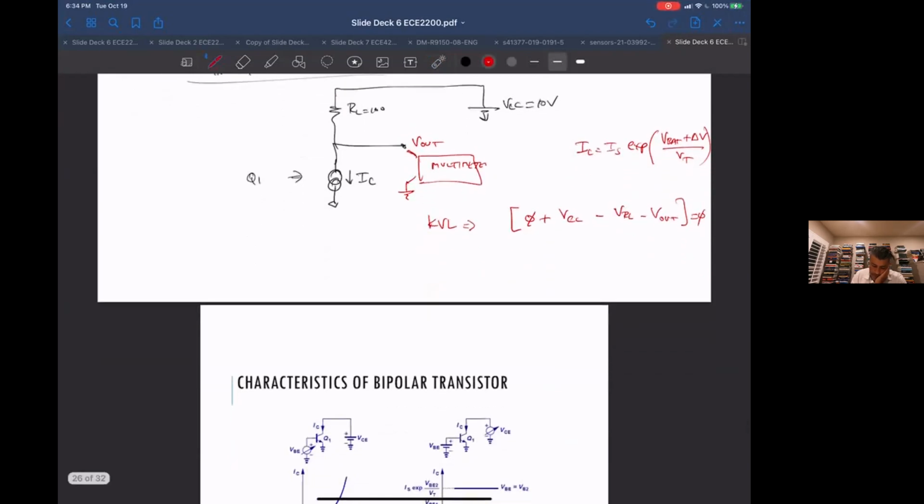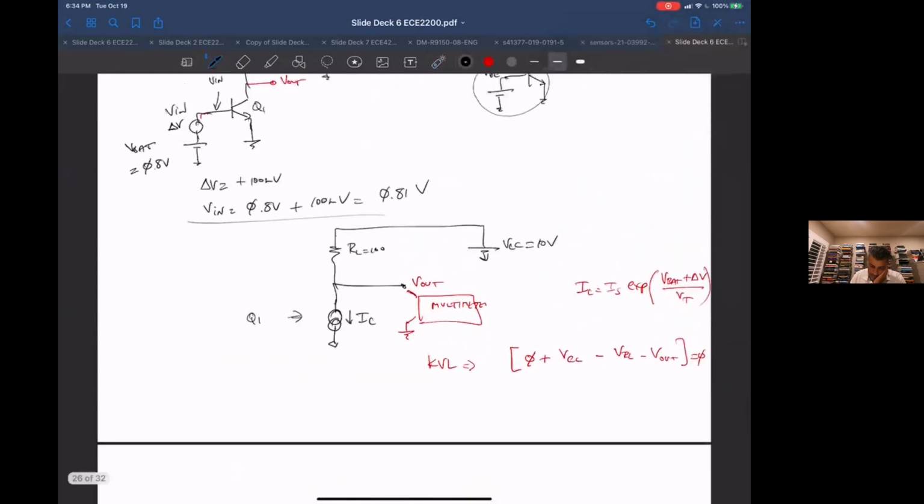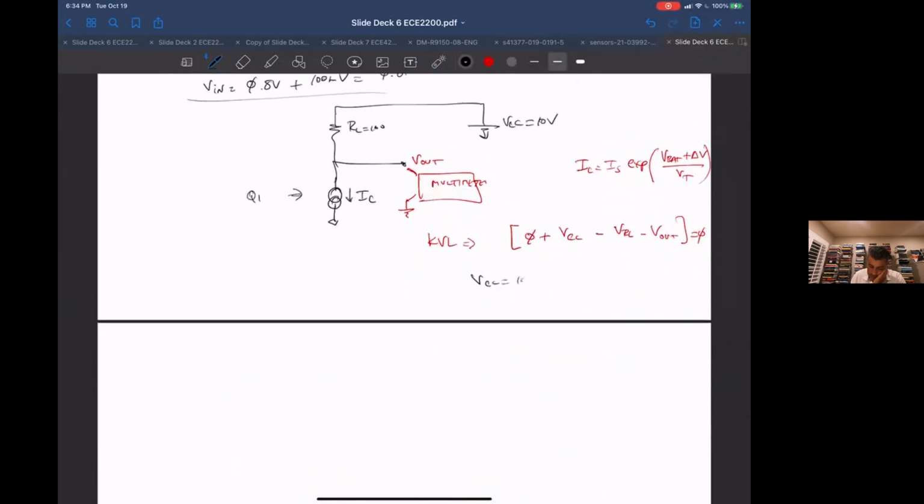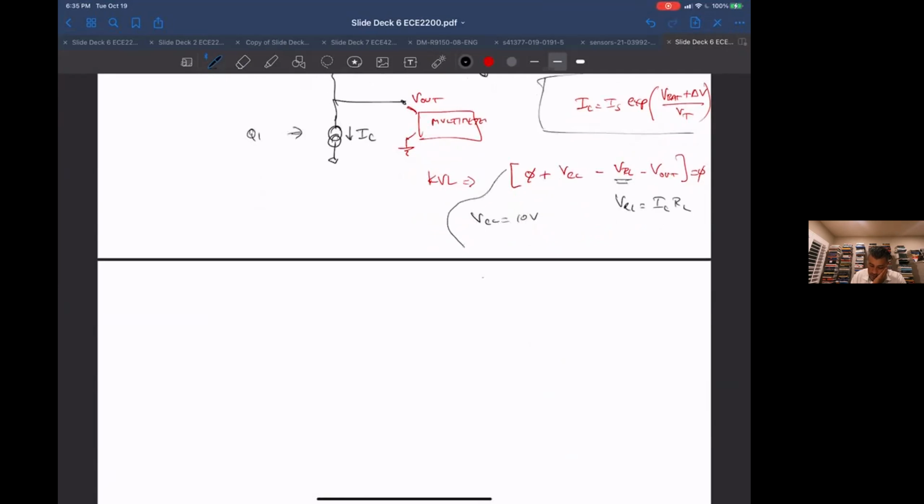So let's say our VCC is 10 volts. The voltage across RL is IC times R sub L, with IC given as a function of our input. So basically if I move this around, we end up with V out is 10 volts minus IC times RL.